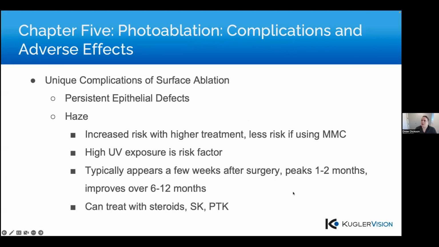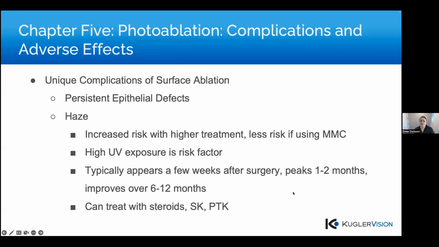Some unique complications we think about with surface ablation are persistent epithelial defects. Most of the time, the epithelium has rehealed and regrown within 5 to 7 days after PRK. But some people will have issues with wound healing if they have underlying medical conditions like diabetes or autoimmune disease. They can have a harder time re-epithelializing and can have persistent defects that can be hard to treat.